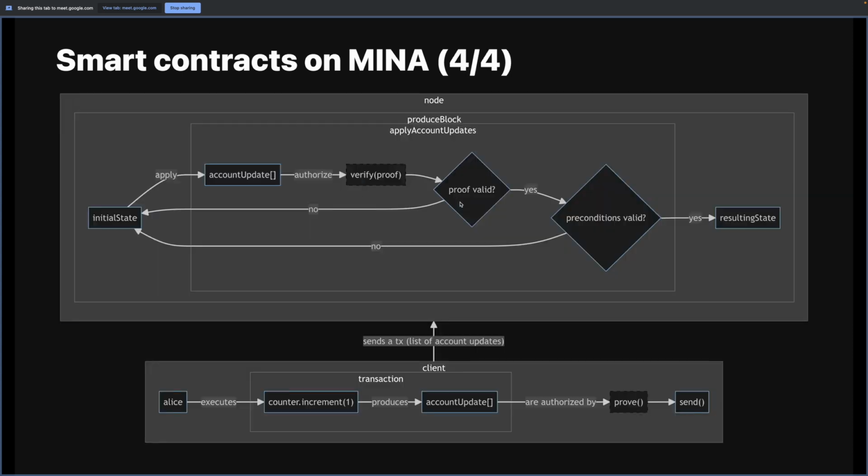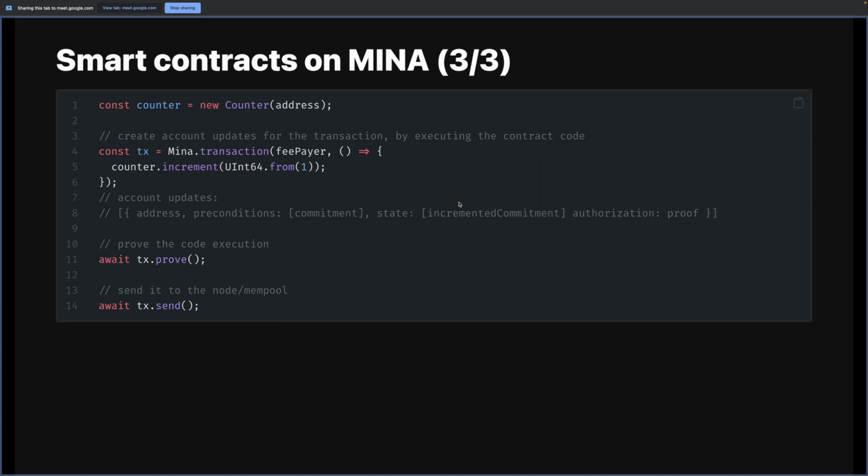So let's see how we would run this smart contract. You would just create a new instance pointing to an address of the deployed contract. Then you would do a Mina transaction by calling counter.increment with the number. One parameter is missing here, doesn't matter. And this call would then create a series of account updates, as we have discussed before. And this will be authorized by a proof. We'll create a state update that will change the commitment to the incremented commitment. And we'll also have the original commitment that we have used in the computation as a precondition.